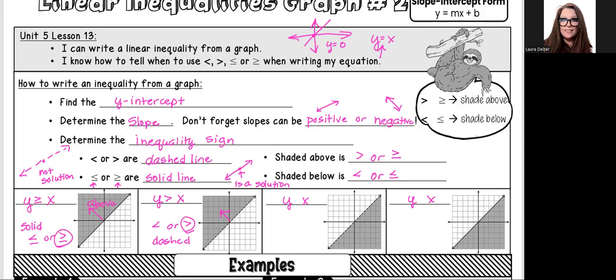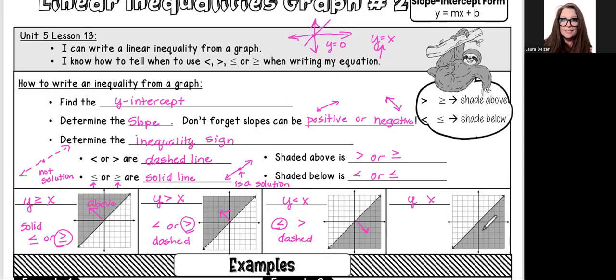And then we have this one here. So this one is shading below and it's got a dashed line. So if it's dashed, it can be either less than or greater than. Well, it's shading below. So because it's below, we know it's going to be this one.